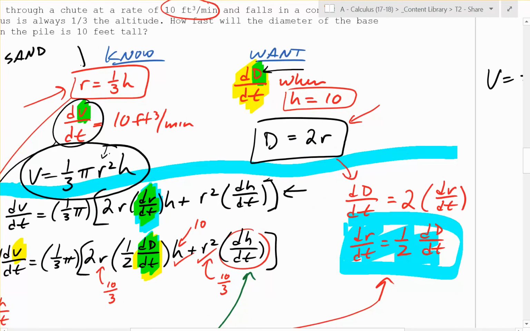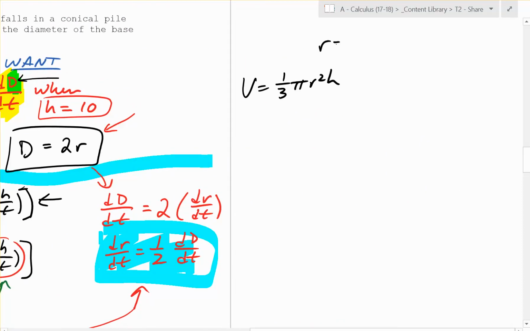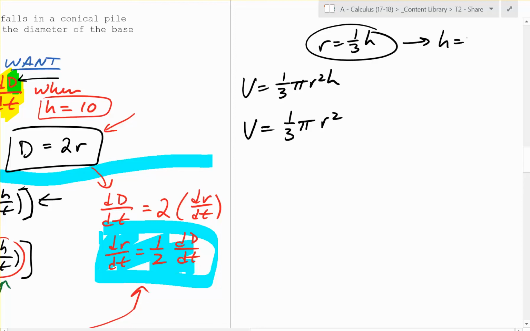Well, we know that r is always equal to 1/3 h. So if r is equal to 1/3 h, let's do the substitution now. So volume is equal to 1/3 pi r squared times, if we're substituting in, h is equal to 3r. It's equal to 3r right there. So we've written it entirely in terms of radius.